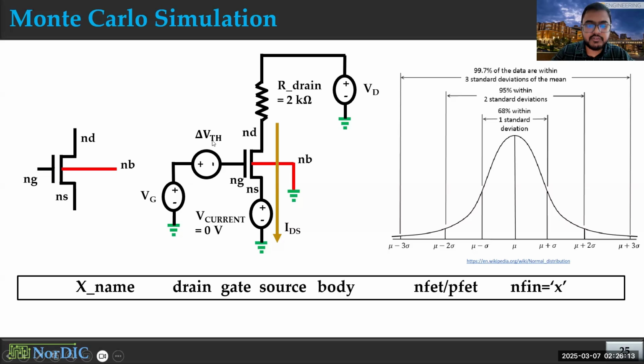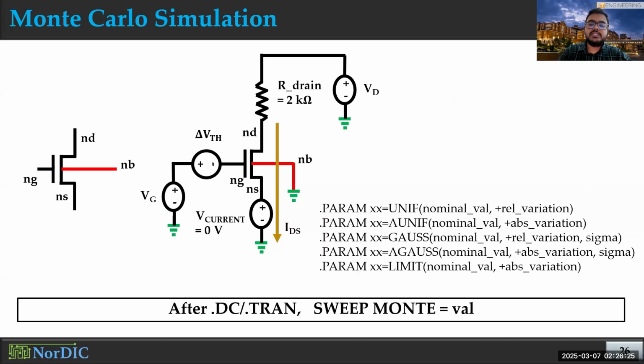So for this voltage source, we will use this Gaussian distribution, and I will show how to do that. And for the value of the resistance of the resistor, we'll again use a Gaussian distribution to show the effect of variation there. So in HSPICE, we already have defined distribution functions. We have the uniform distribution, absolute uniform, Gaussian, absolute Gaussian, and the limit function.